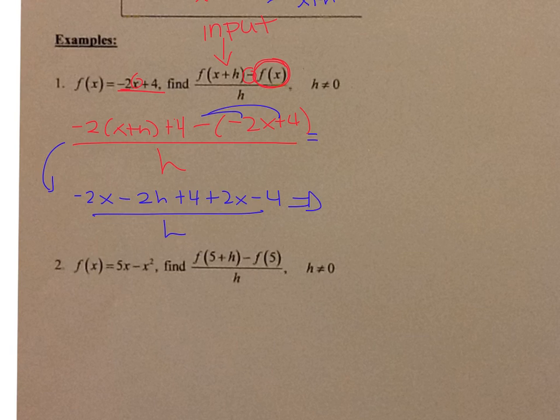Okay, so let's see what we get. We have negative 2x plus 2x is 0. I have 4 minus 4 is 0, so I'm left with negative 2h over h. h divided by h is 1, so I'm left with just negative 2.